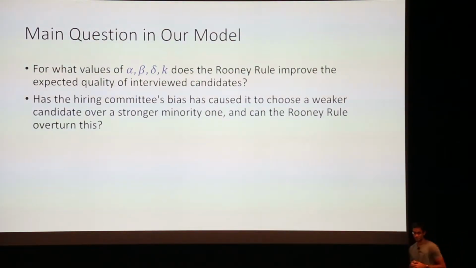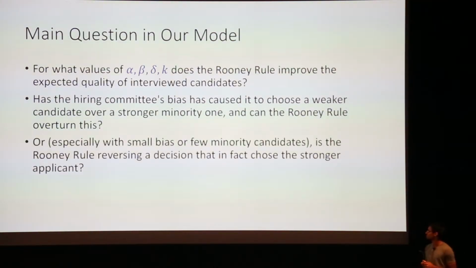Okay, and the intuition I'll give is there's 2 possibilities, right? One possibility is that the bias has caused you to choose a weaker candidate, and actually the Rooney rule is correcting for this. The other view you might have is that, let's say we have very small amount of bias or very few minority candidates. It might be the case that the Rooney rule is actually reversing a decision that was correct, in fact.